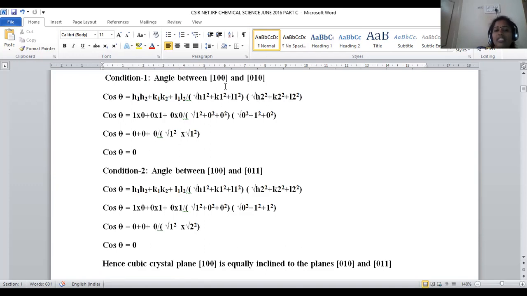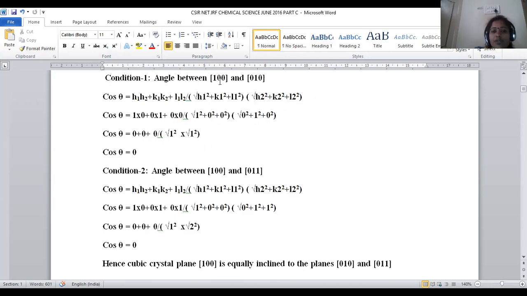So here we are taking the square root of these three indices. These three Miller indices were taken. For one plane it will be H1 K1 L1, for the second plane H2 K2 L2 square. In this way, the square root of all these terms will be taken in the denominator.